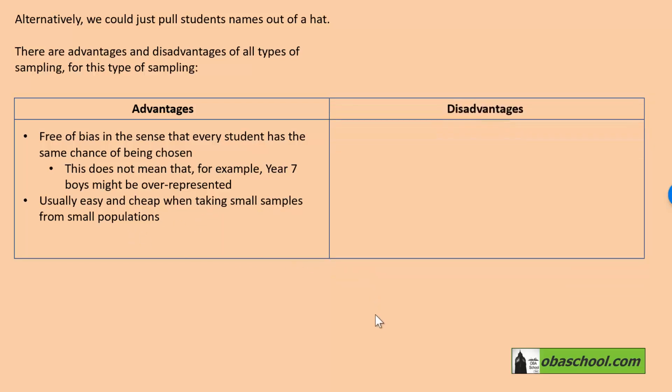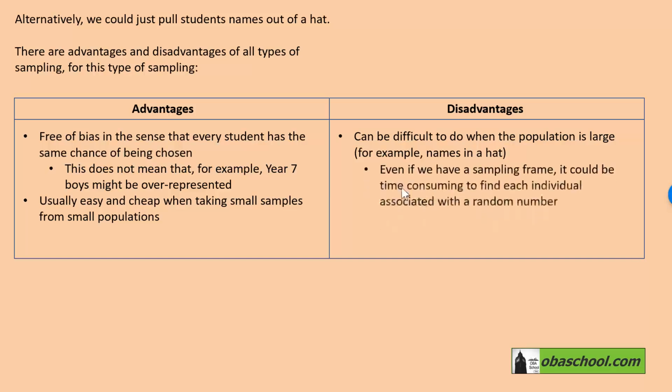But there are disadvantages. It can be difficult to do when the population is large. For example, names in a hat tends to go out unless you've got a very, very large hat. Even if we have a sampling frame, it could be time consuming to find each individual associated with a random number.